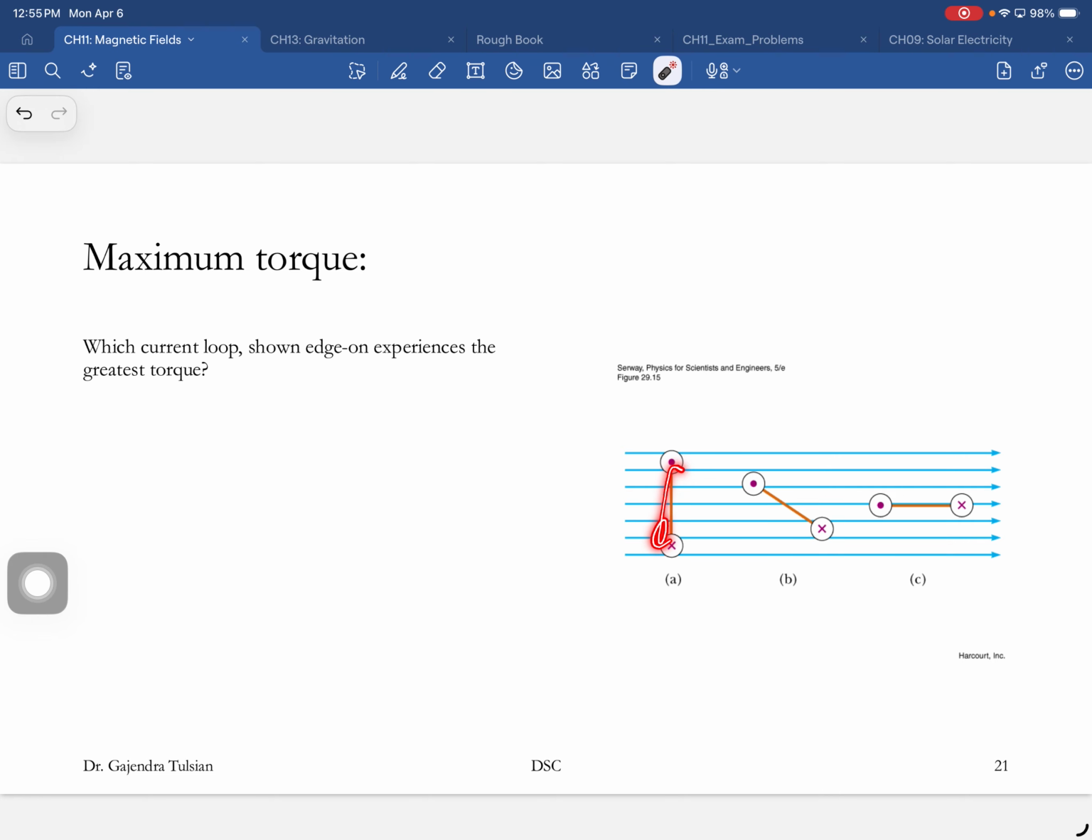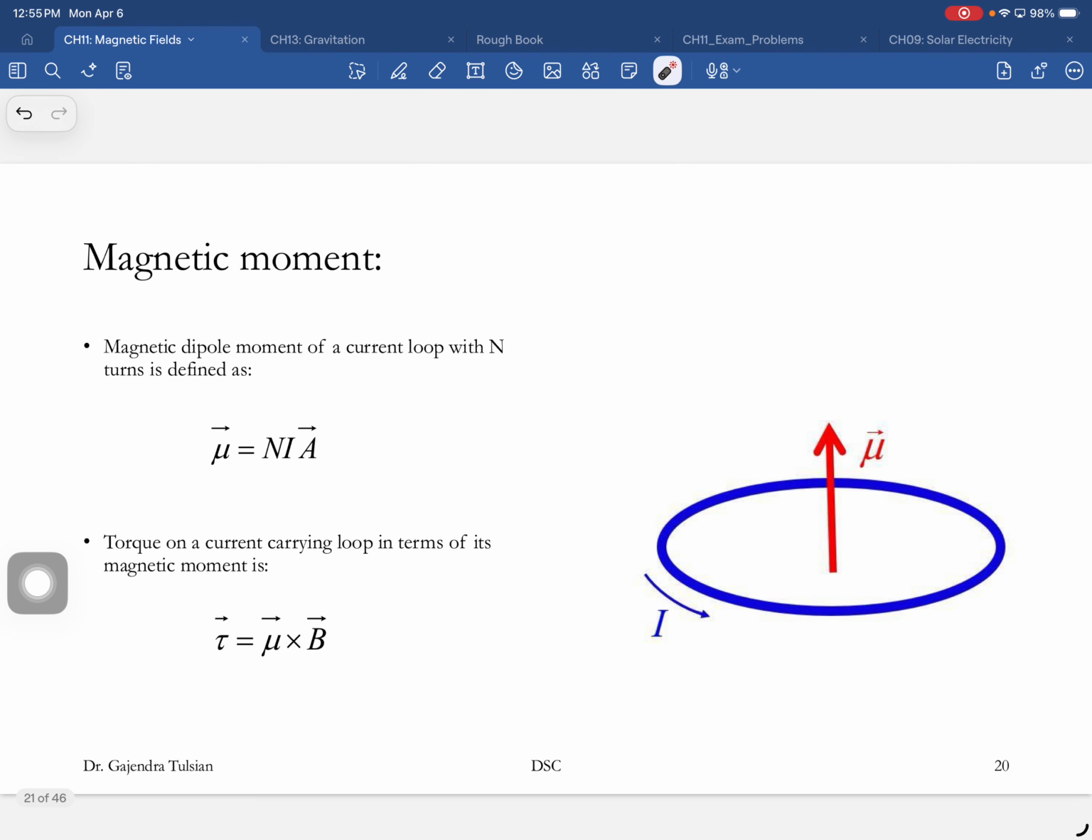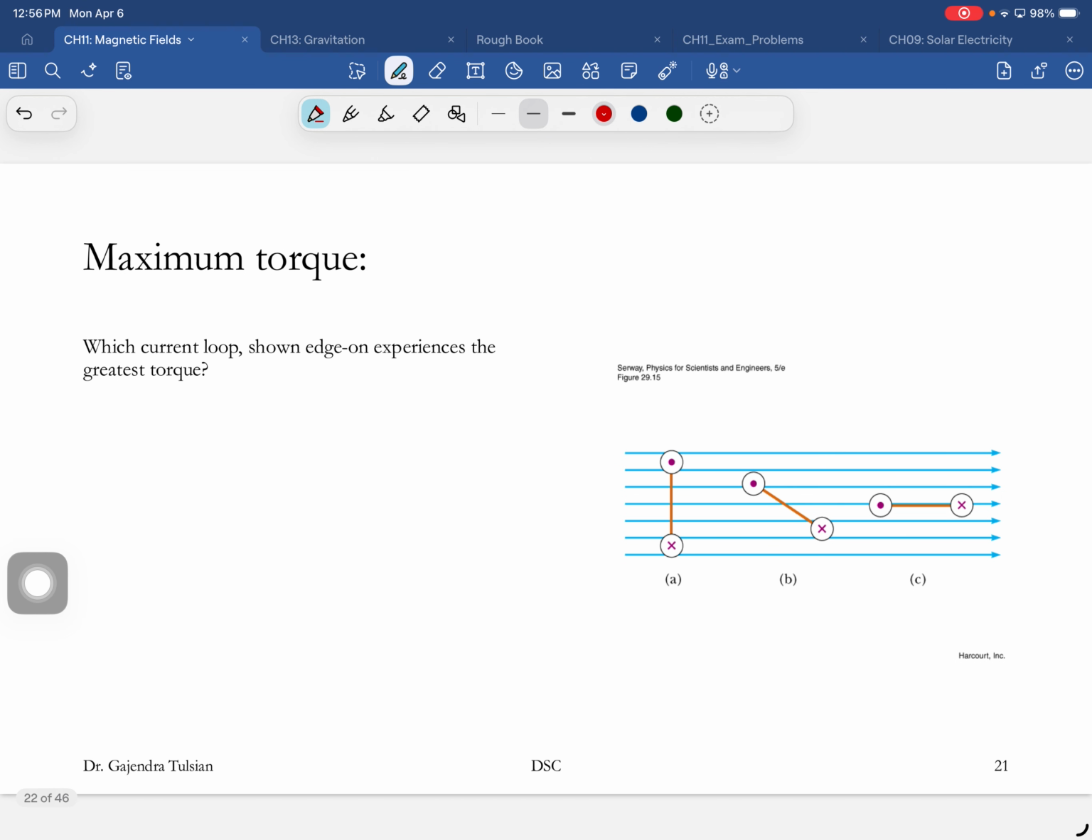So, again, the torque is maximum when the magnetic moment is perpendicular to the magnetic field. So in this diagram, here's the current coming out, and here's the current going in. So there's the magnetic moment, and the torque is maximum in this configuration. In this configuration, the torque is 0.